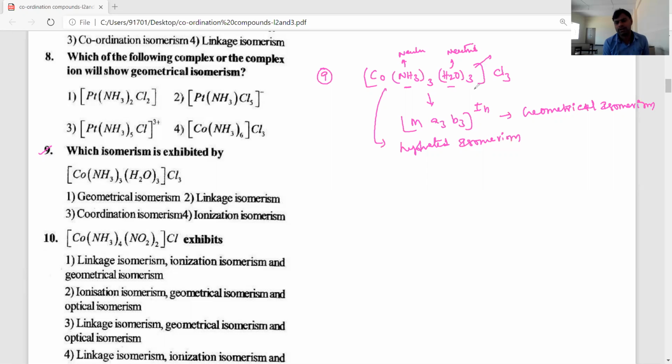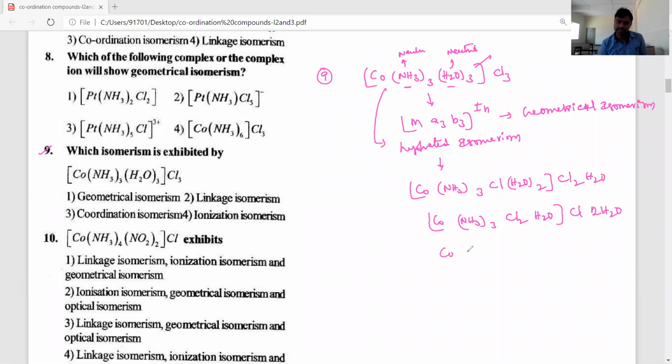Hydrated isomerism means what? Water molecules are exchanged from the coordination sphere to the anionic sphere. It will be like this: Co(NH3)3Cl(H2O)2 Cl, like one water molecule will be exchanged: Co(NH3)3Cl2(H2O) H2O. Another water molecule will also be exchanged: Co(NH3)3 Cl3 3H2O. So these are hydrated isomers.